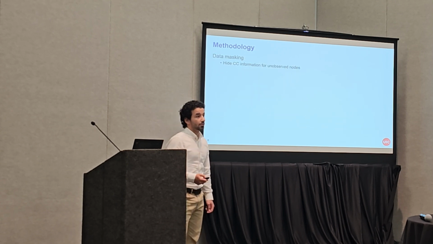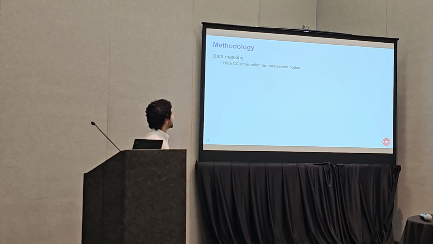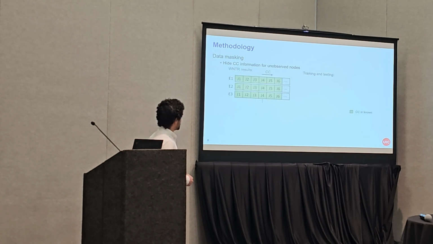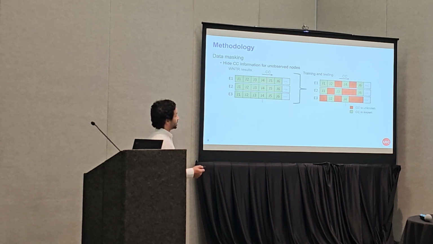So I said masking. What do we mean by masking? In masking, we hide the green concentration information from unobserved nodes. Because in EPANET, we extract the data for all events. So if an event is represented as this vector, each value here is the green concentration for the junction. The idea is to hide some of the information at some of these junctions. So for example, in event number 1, we consider J3 and J5 to be unknown, and the objective of the model is to actually estimate these values based on the information at J1, J2, J4, and J6.